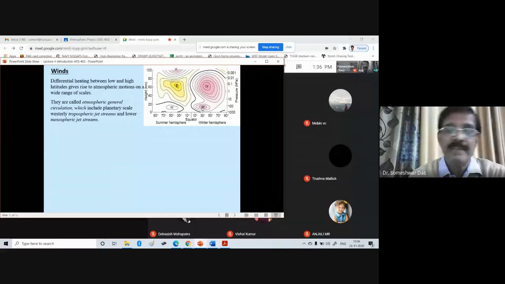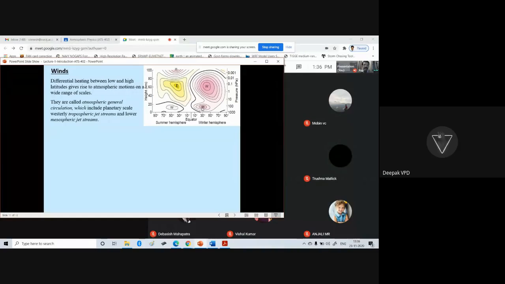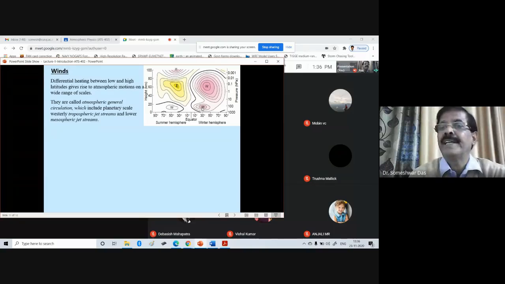So 40 meter per second wind speed is approximately how many kilometers per hour? You can say quickly. 40 meter per second is approximately 4 times, 160 kilometer per hour approximately. You just convert meter per second into kilometer per hour. Now you will find it approximately 4 times. So 40 meter per second is approximately 40 into 4, about 160 kilometer per hour, roughly.